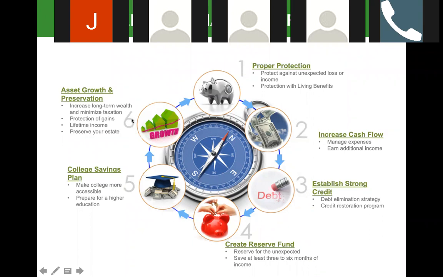We're going to look at areas 3 through 6. So let's go over that. We're going to help you. Number 3 is let's establish strong credit. Let's help you eliminate debt. We can help you with student loan debt. We can help you with credit card debt. We can also help you even repair your credit.